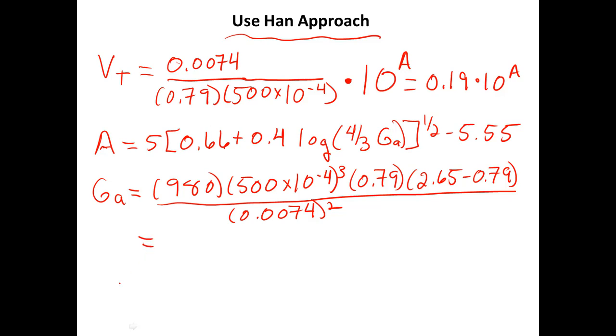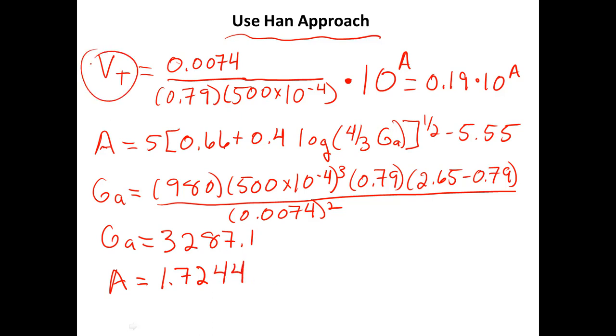And we calculate that the Galileo number in this case is equal to 3,287.1. It's also a dimensionless number. We can go on to calculate an A then in the equation above, 1.7244. And we put that back up in our settling velocity equation. We can calculate a terminal settling velocity of 10.07 centimeter per second.